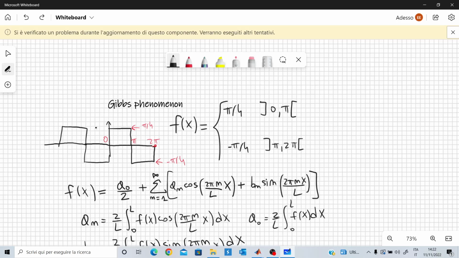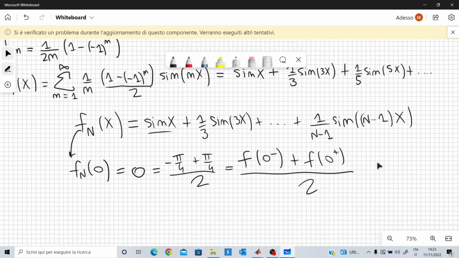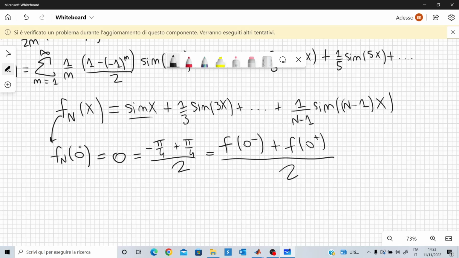It will also be defined for negative values of x, and for x slightly greater than 0 it will be pi over 4, whereas for x slightly negative, so slightly less than 0, it will be minus pi over 4. But this function is not defined at x equal to 0, so there is a discontinuity there, there is a jump. Whereas the Fourier series, actually this is not the Fourier series, it is truncated, but even if n goes to infinity, this is the Fourier series, it will still be equal to 0.